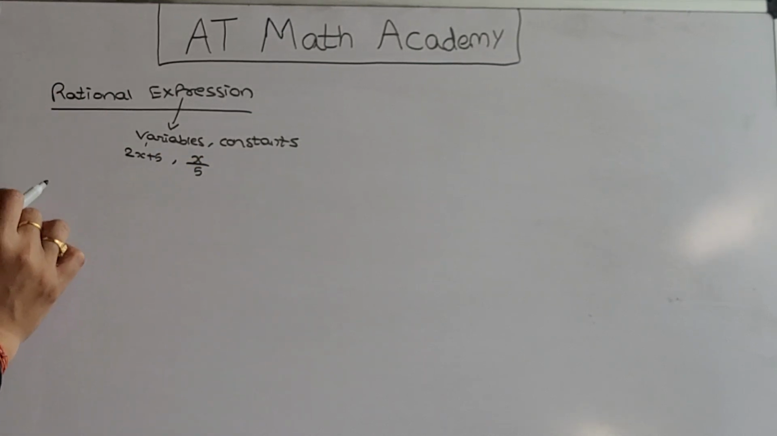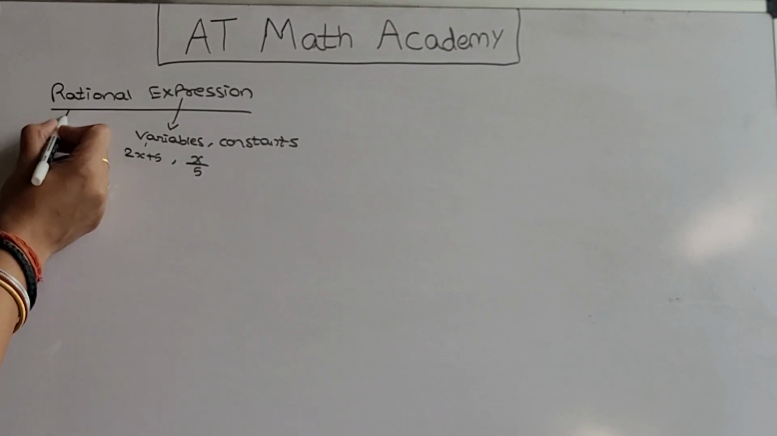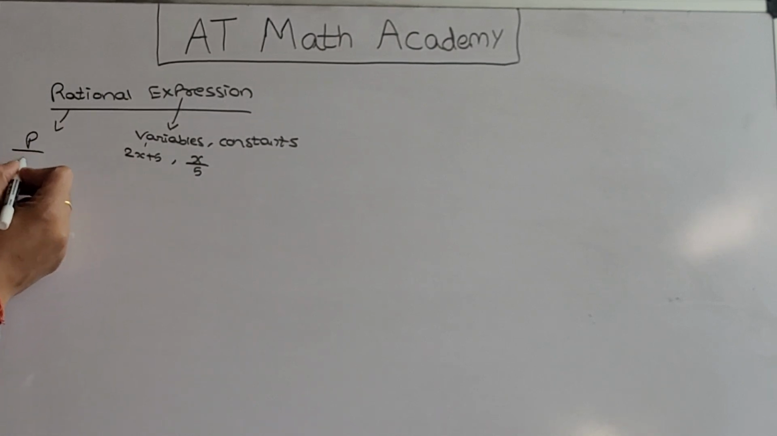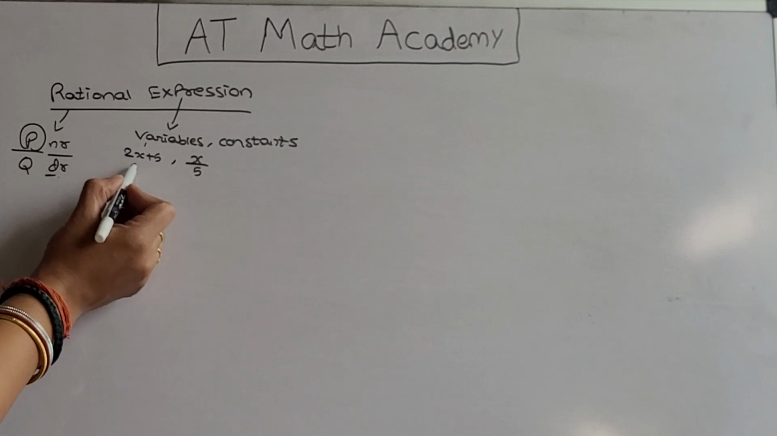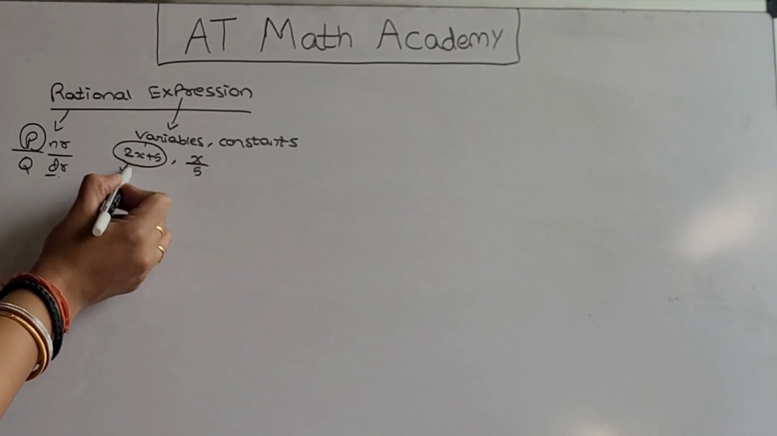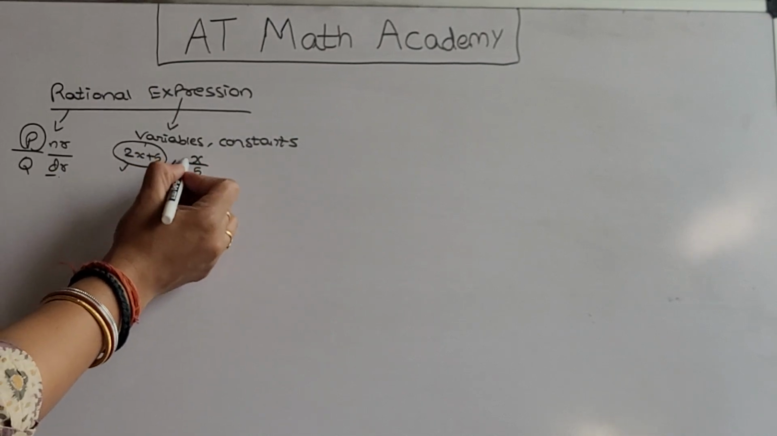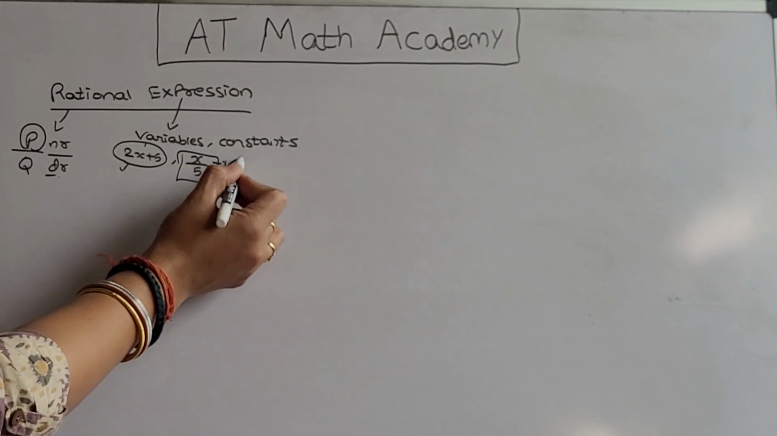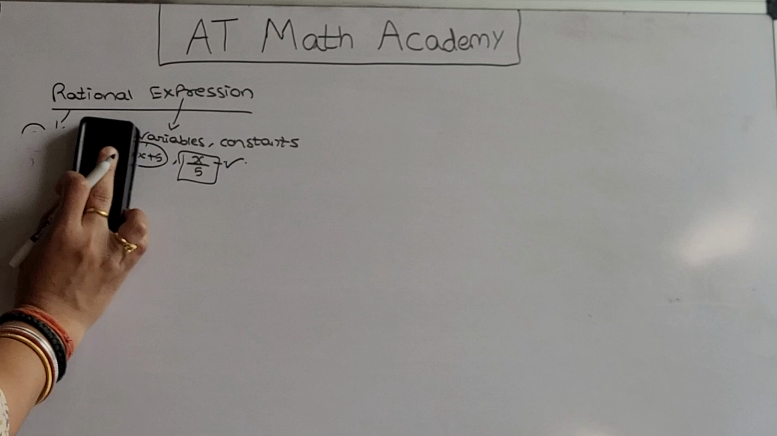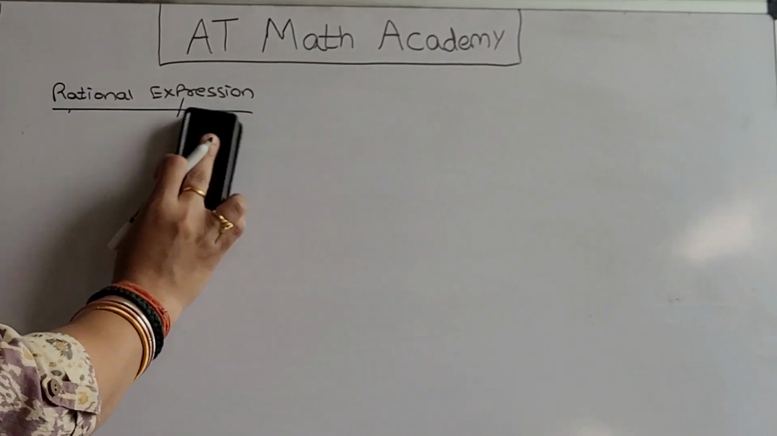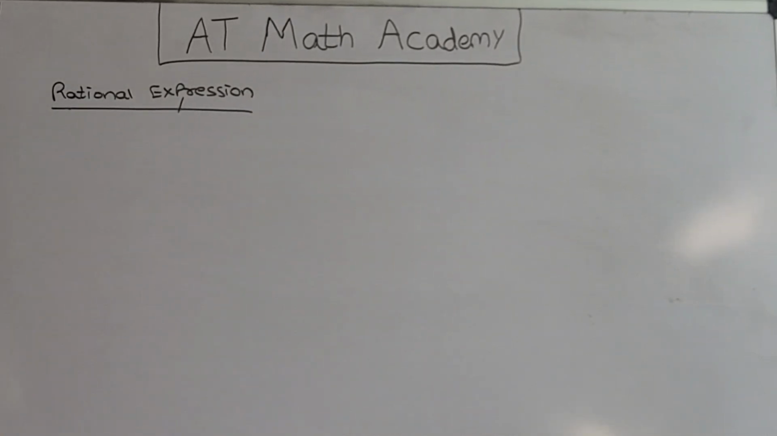And what does rational expression mean? A rational expression is of the form P by Q. It should have a numerator and denominator. So if you take the first expression, 2x plus 5 is not a rational expression, but x by 5 is a rational expression. Now I'm going to show you how to add and subtract rational expressions. So let's move on to the topic.